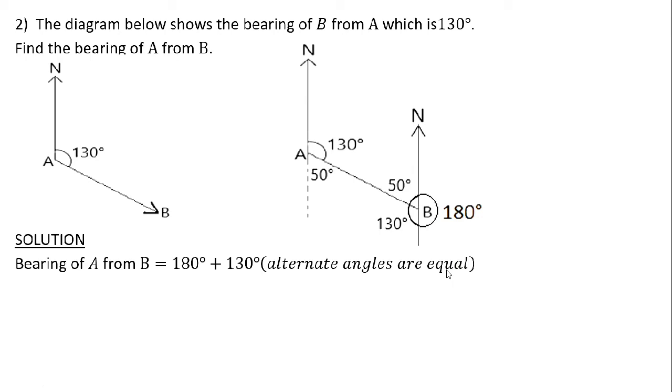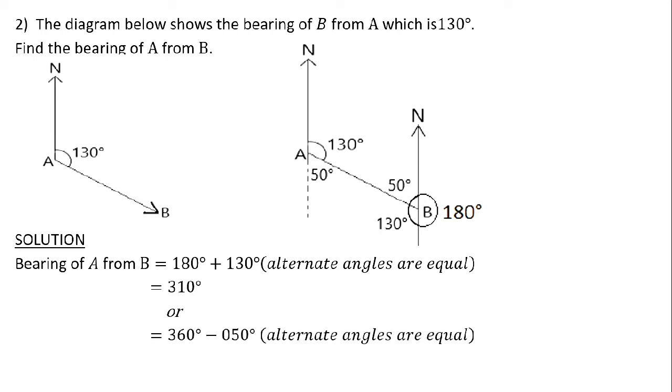So the bearing of A from B is equal to 180 degrees plus 130 degrees, which is giving us 310 degrees, or 360 degrees minus 050 degrees. Alternate angles are equal. We are still going to get 310 degrees.